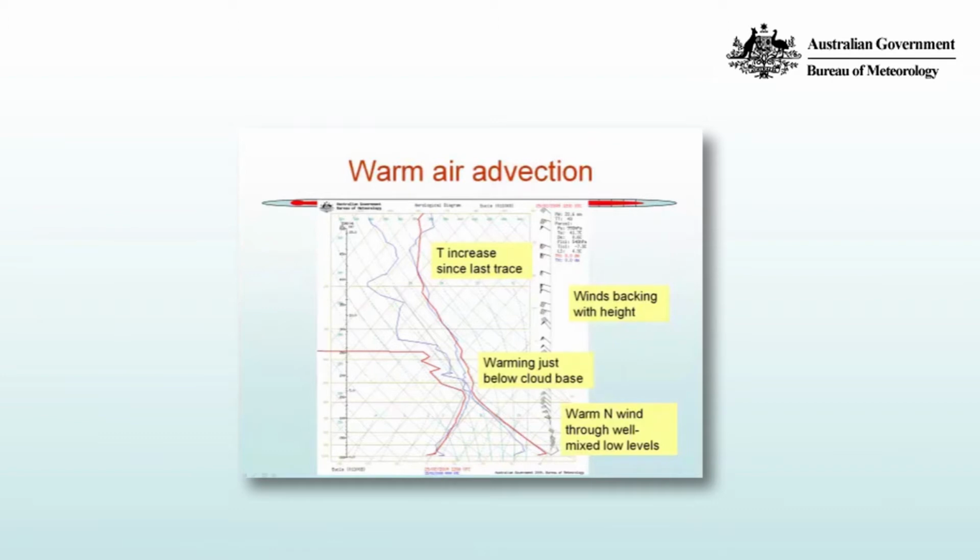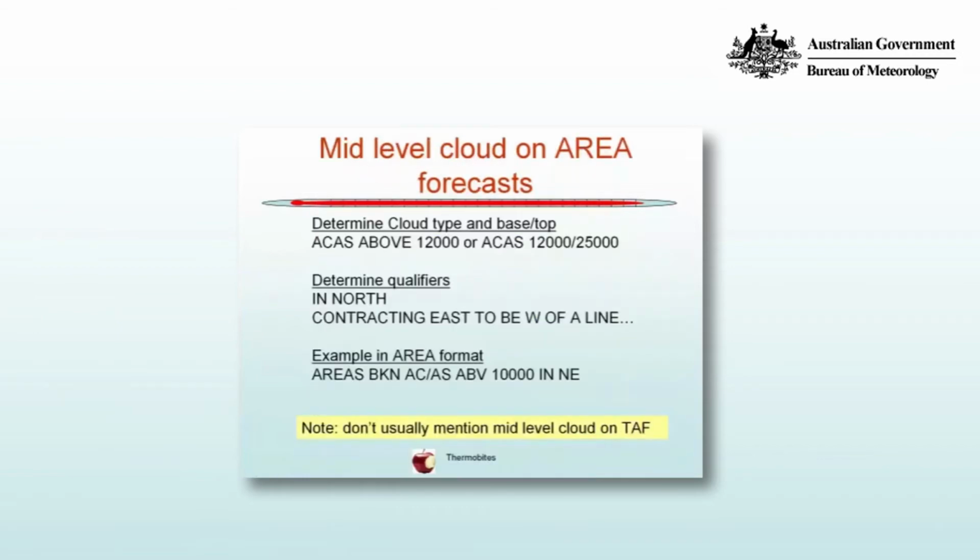There's also warming just below the cloud base, which is indicative of a change in air masses between the two levels. So there's warm air advection happening above that, and so you've got that weak advection as well. That's all indicative of warm air advection producing cloud as a result.